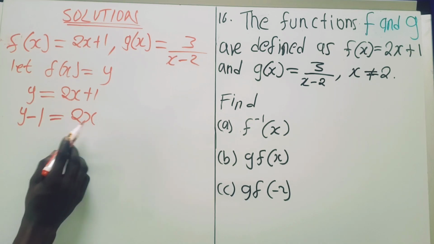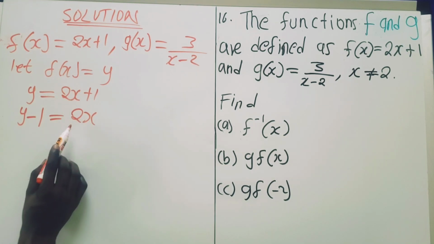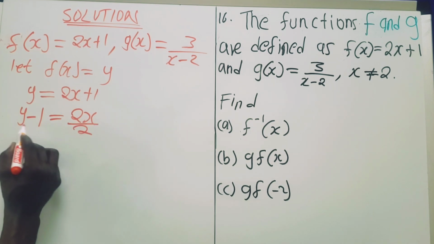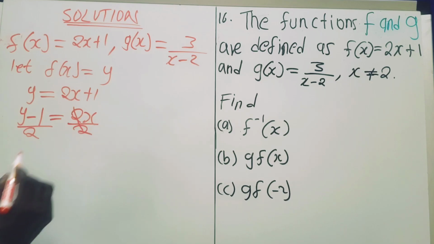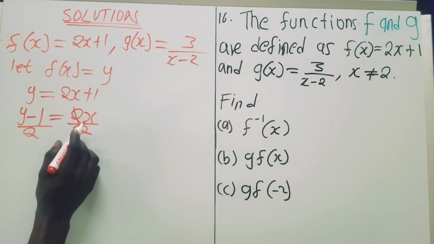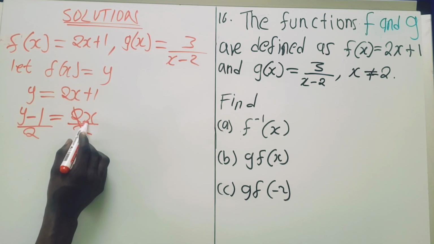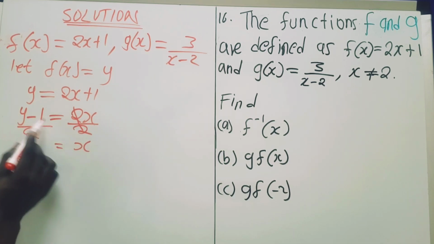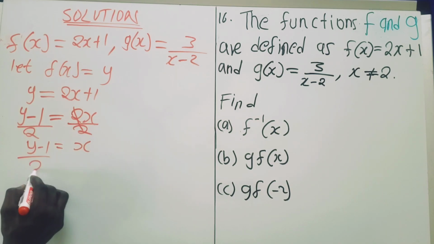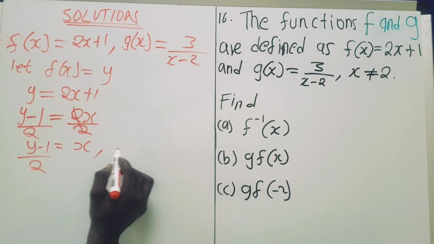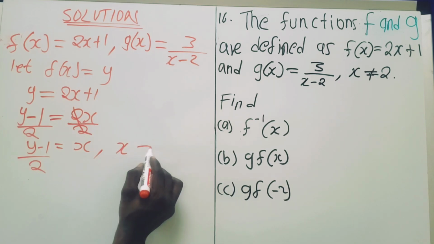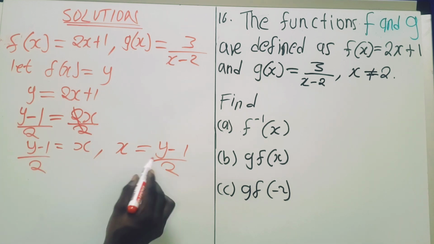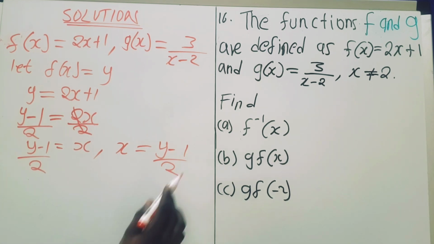Since we want to make x the subject of the equation, we are going to divide everything by the coefficient of x, in this case 2. We are going to say over 2 here, even this side over 2. Then this 2 cancels with the 2 here. It means we are going to remain with x here, and here we are going to have y minus 1 over 2. This is the same as starting with x is equal to y minus 1 over 2.